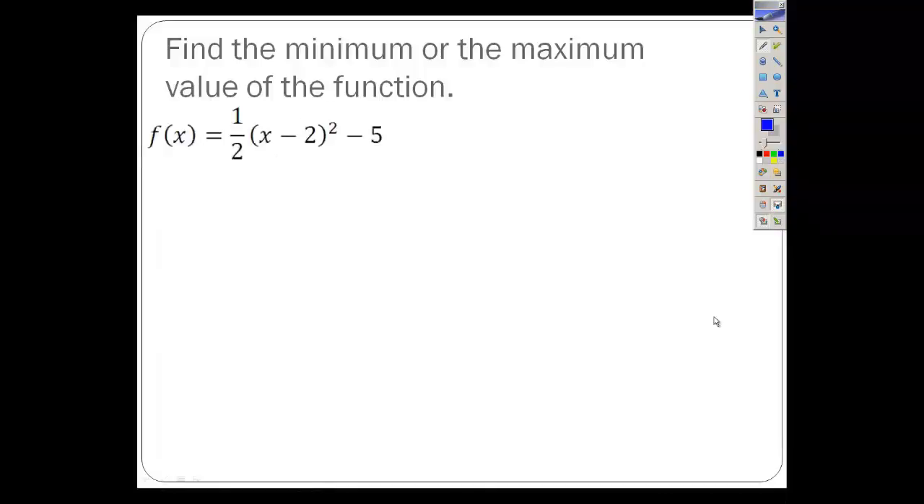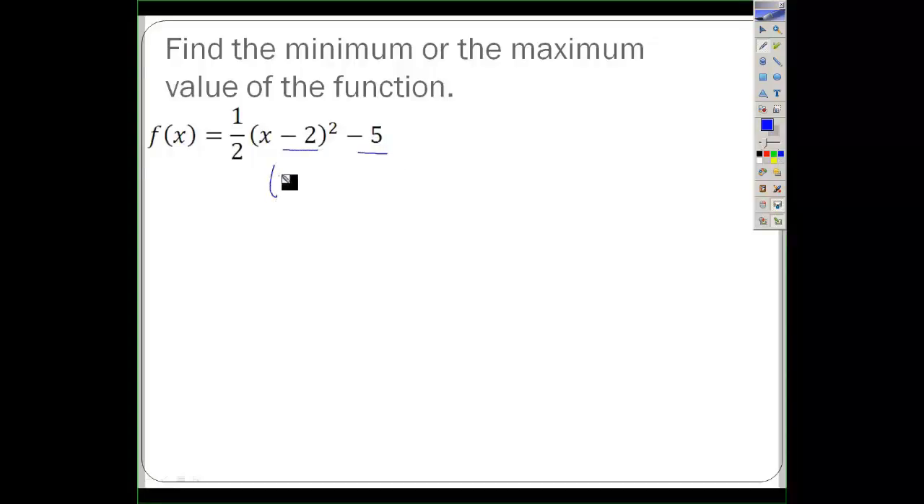Let's just do one more vertex form just so everyone remembers what we've done in the past. The vertex is just right here for us to see. It's at 2, -5. Remember, this h value is the opposite of what you think it is. So the vertex right away we know is 2, -5. These are the ones that are nice to do. I know the vertex is always the minimum or the maximum. I need to look at this 1/2 to determine whether it's a min or a max.